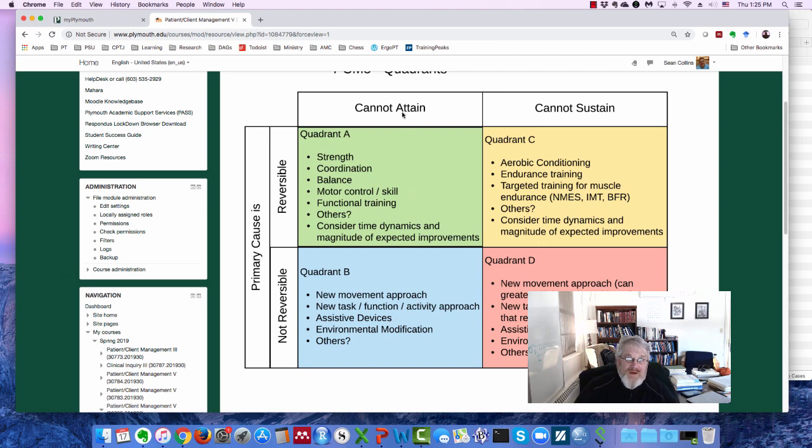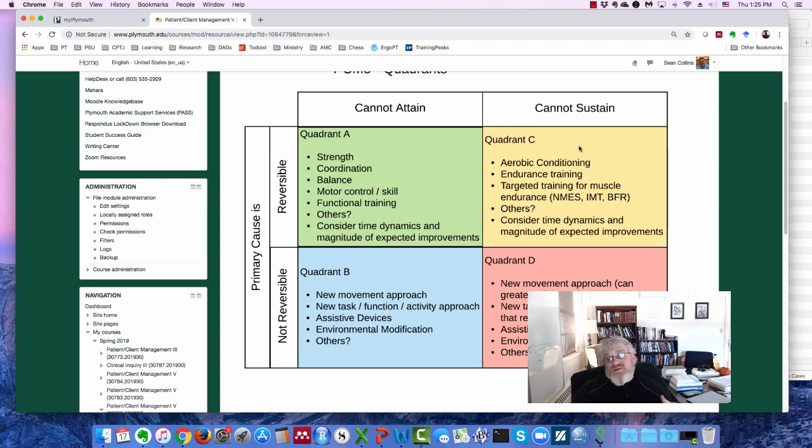If they cannot attain, and it's not reversible, the primary cause is not reversible, then they need a new approach. They need a new way to move, they need a new task, function, activity to achieve the same goals. Maybe they need assistive devices, environmental modification, or something else. So in many ways, here you've got movement systems, and here you've got dynamic systems too.